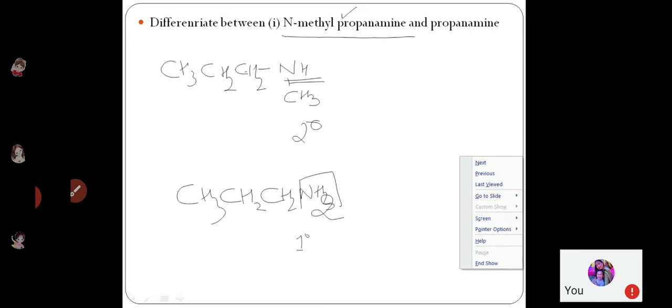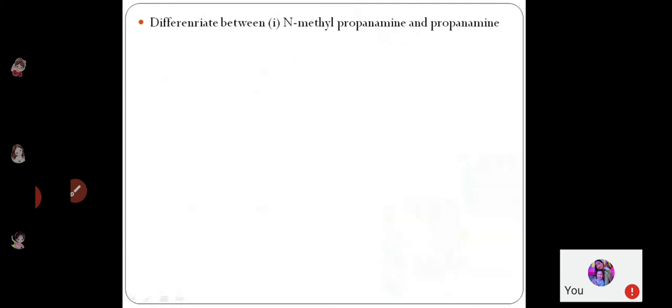So you need to give a chemical test. One is 1 degree and this is 2 degree. Since we have a 1 degree amine, we will do the sulfonyl chloride test, or Hinsberg reagent test. The reagent is this thing, the sulfonyl chloride, in both the cases.